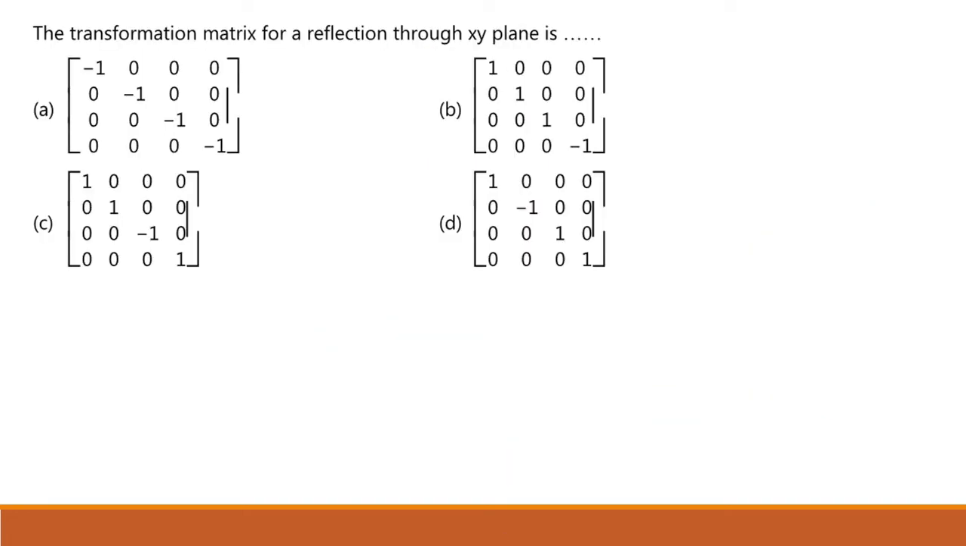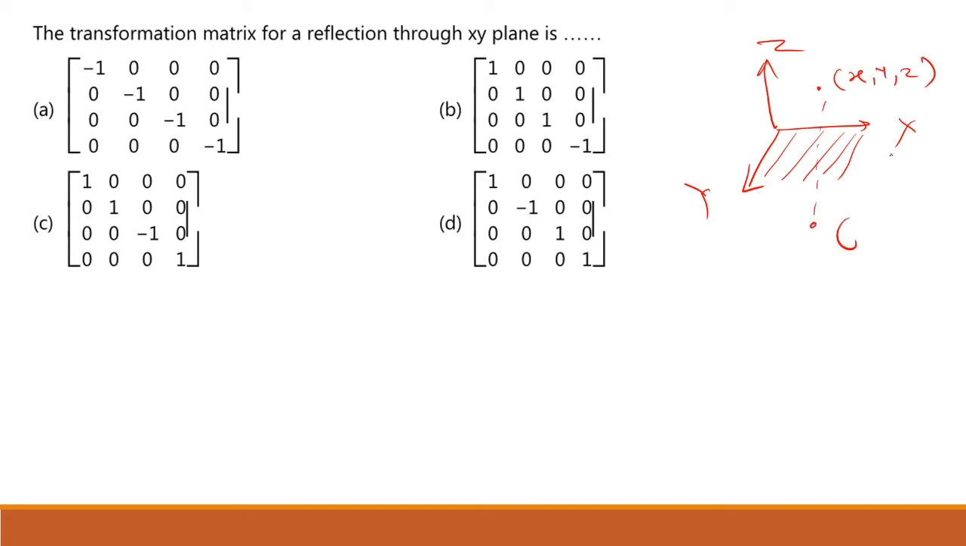The transformation matrix for reflection through xy plane. Again, if you don't know the matrix, you can just simply draw the diagram. Okay, so x y z, and here we have the xy plane. Take any one point x y z, and after the reflection we will get, now which coordinate will change here? The z coordinate.